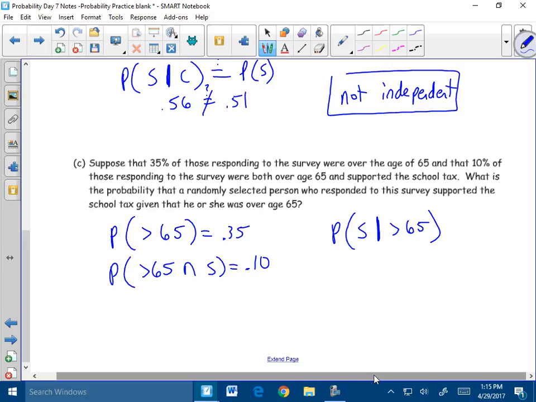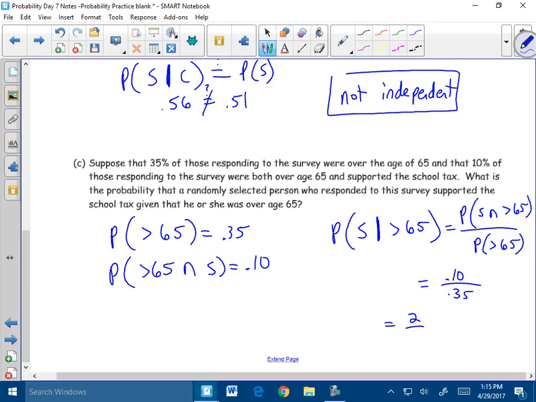Okay, so to figure this out, I'm going to use my conditional probability formula. So that's the probability of school tax and over 65 divided by the probability that they were over 65. Okay, and I have both of those pieces of information right here. All right, so 0.10 divided by 0.35. If you put that into your calculator and convert back, you're going to get 2/7. It's approximately 0.29 as a decimal.